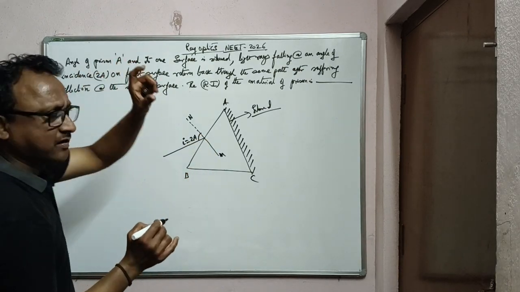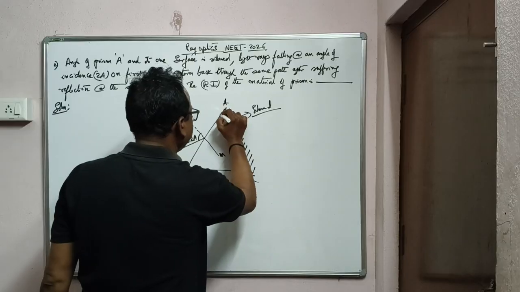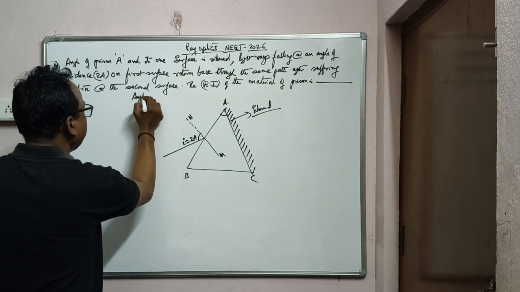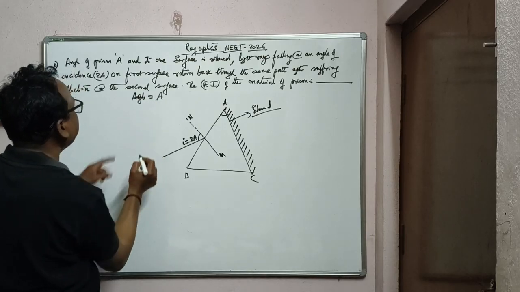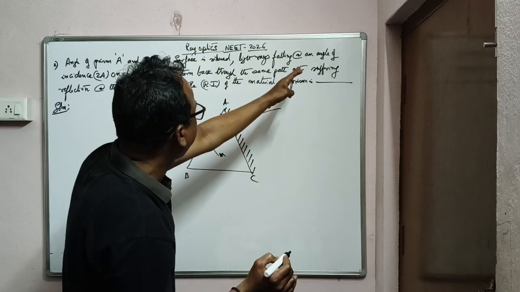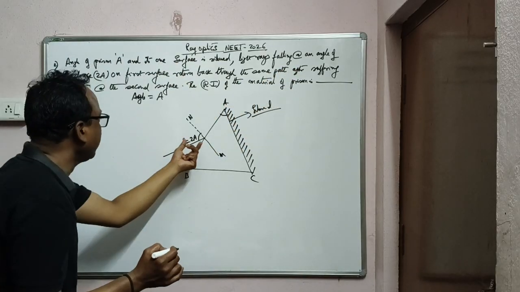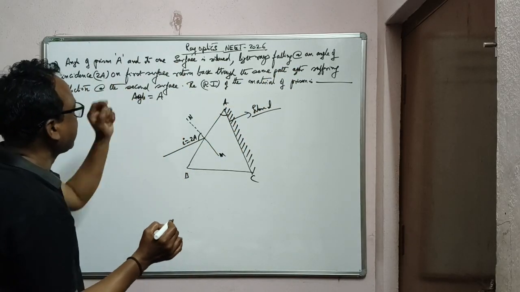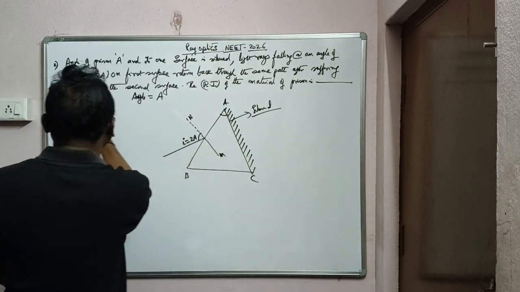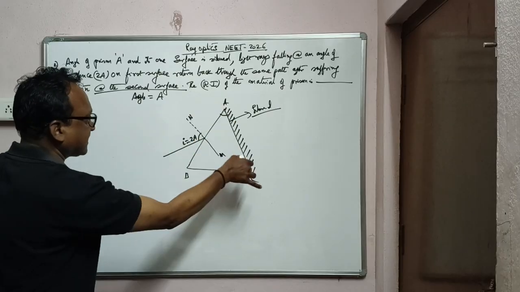The angle of prism ఏమో A ఇచ్చాడు. Of course angle of prism is A. Okay, angle is given as capital A. And its one surface is silver. This surface is silver. Light falls at an angle 2A on the first surface, returns back through the same path after suffering reflection at the second surface, which is silver.